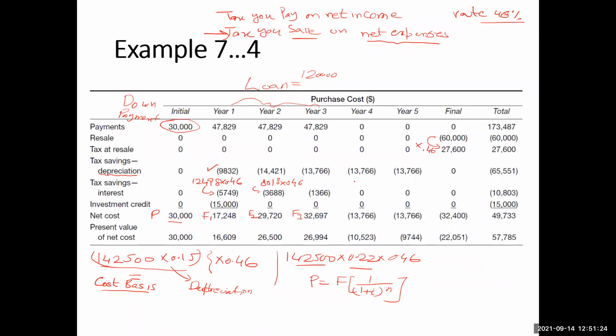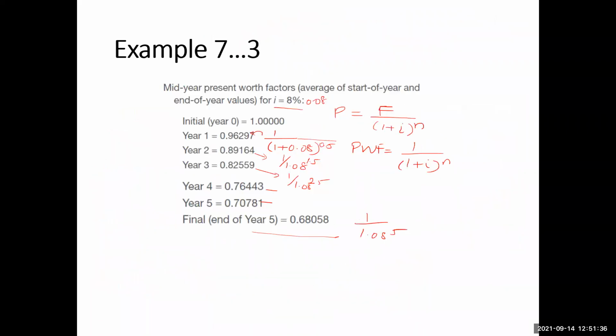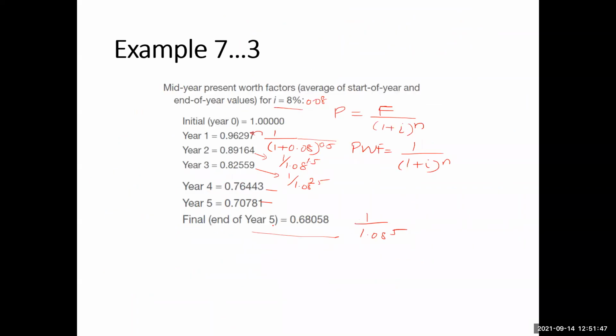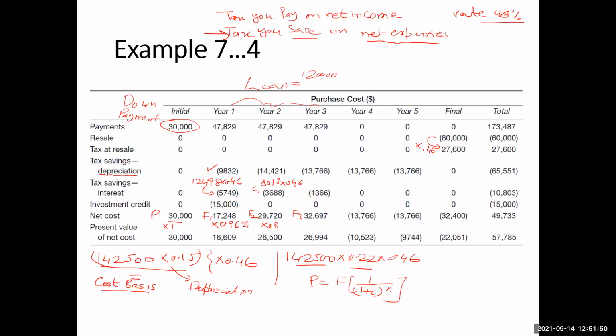So therefore, from 17,248, for the first one it is of course 1. And then it was 0.9629. So you multiply it by its present worth factor 0.9629, and then the next by its present worth factor 0.8914, and so on. Then you will get these values, this value, this value, this value. So all of these values are in the present term.